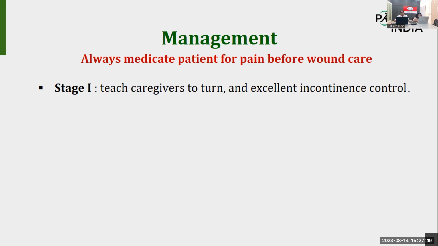And also excellent incontinence control. How can we control the incontinence? If there is continuous urinary dribbling, we can catheterize the patient, and we also have to take care of the catheter, because it can lead to further infection. So we have to tell them how to do it. Or if the patient is using diapers, that is also important.